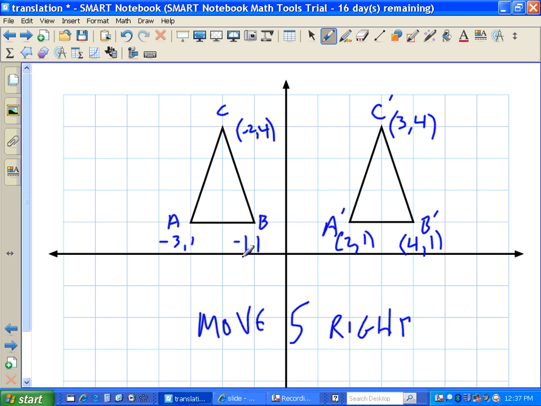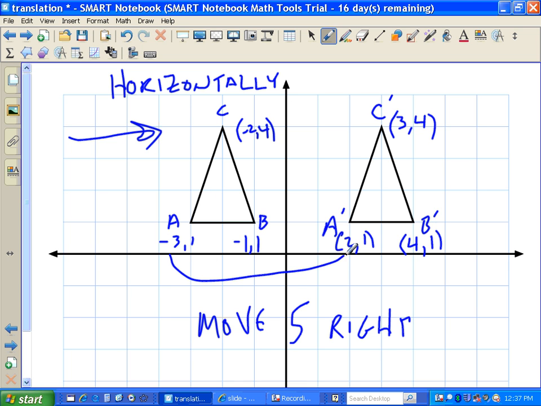What you may notice is that the y-coordinates stayed exactly the same when we moved it to the right. We're moving the shape horizontally. My y-coordinates stayed the same because I didn't make any up or down movement. I just moved left and right. My x-coordinate changed. How much did it change by? From -3 to 2, +5. From -1 to 4, +5. From -2 to 3, +5. Let's see if we can hold on to that pattern.